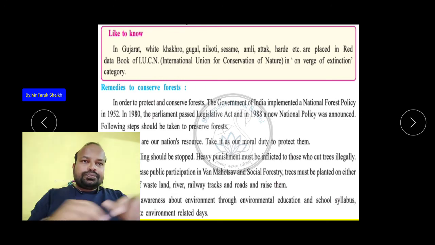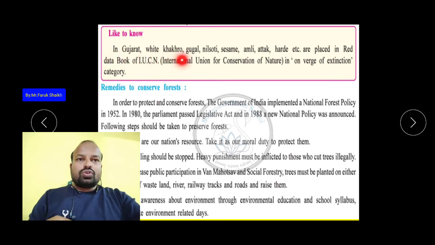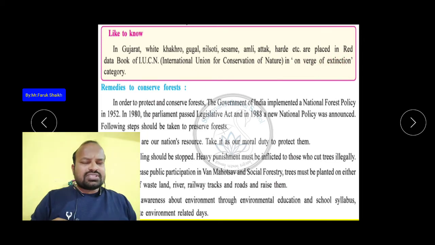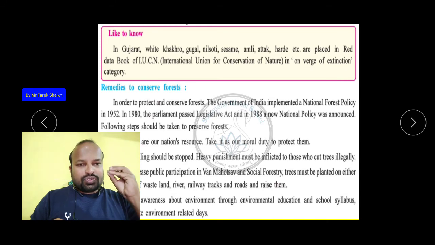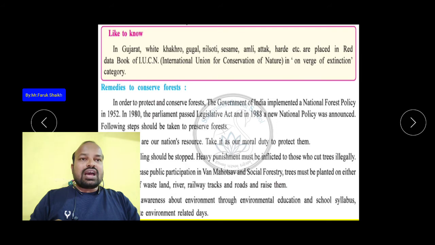Like to know, in Gujarat, white khakro, Google, Nilsoti, Sisam, Amli, Atak, Herde, etc. are placed in the Red Data Book of IUCN, International Union of Conservation of Nature, on the verge of extinction category. Extinction category means only some species and a few types of trees are left in Gujarat.